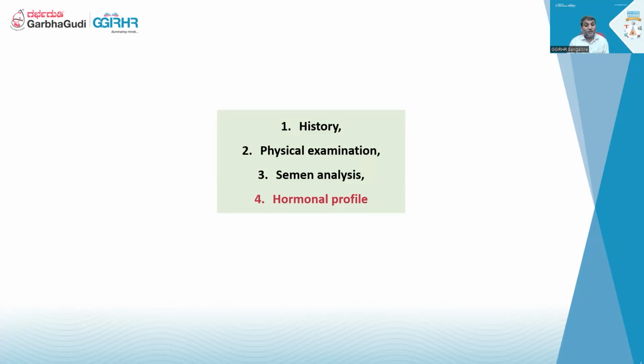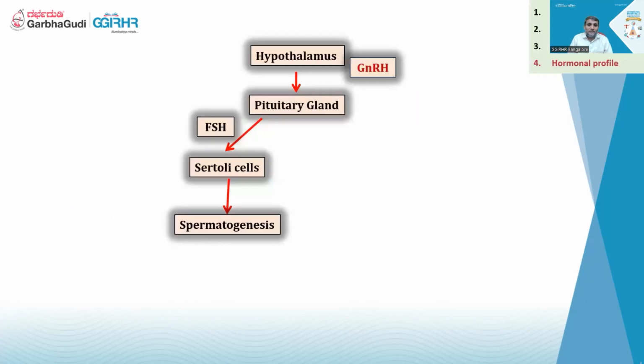We have done history taking, physical examination, and semen analysis. Now coming to the hormonal profile. You might have learned in physiology: the hypothalamus stimulates the pituitary gland, and the pituitary gland will secrete FSH. FSH will stimulate the Sertoli cells present in the testes. Sertoli cells are important cells which cause spermatogenesis.